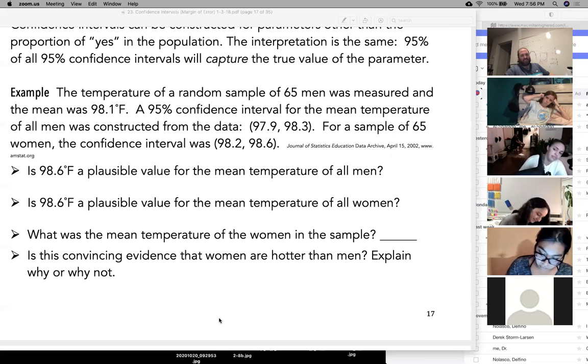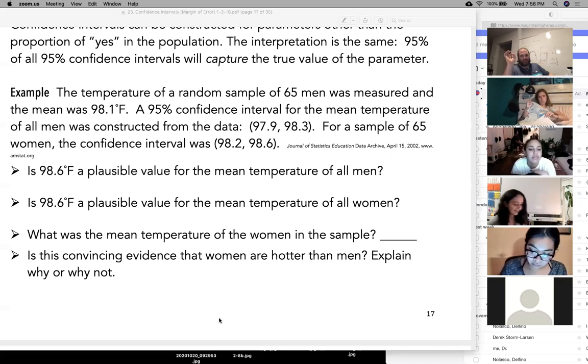Is this convincing evidence that women are hotter than men? Now, I want to specify that this question is referring to temperature and temperature alone, not any euphemistic variation of what hotter means. We all know the answer to this question. So from a temperature standpoint, is this convincing evidence that women are hotter than men? Hmm. Is this convincing evidence that women are hotter than men?